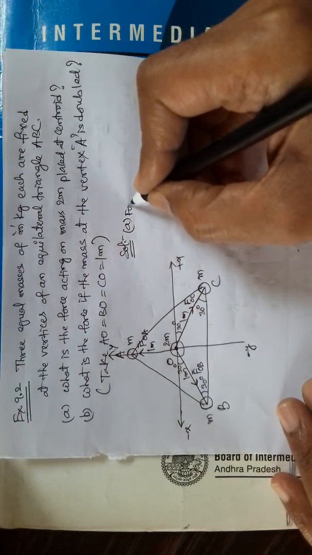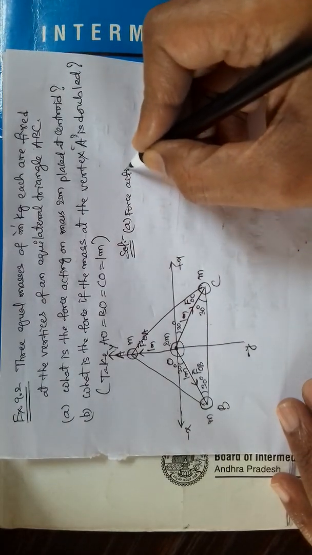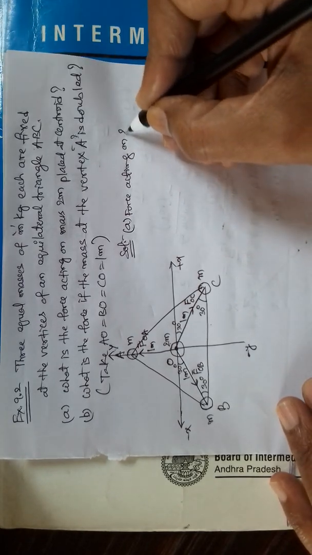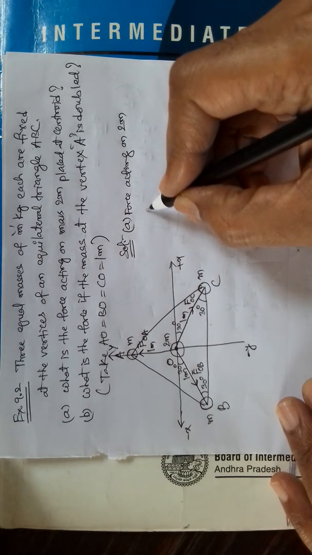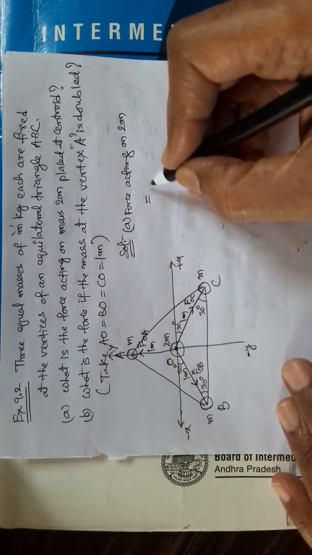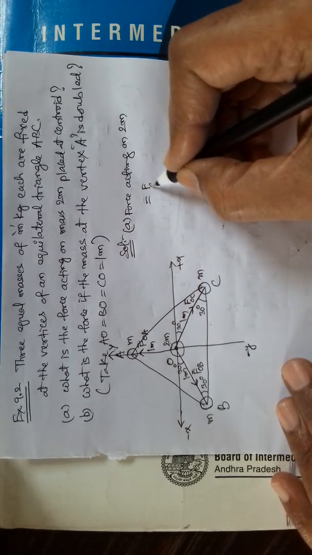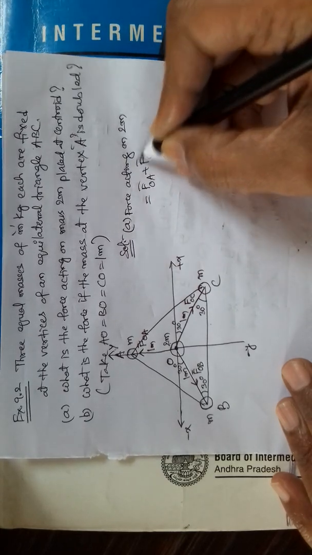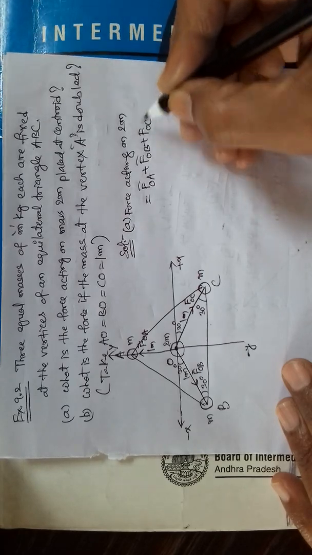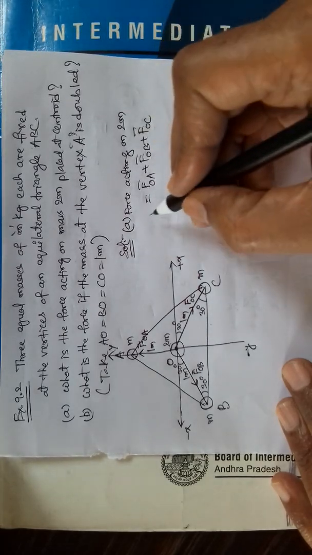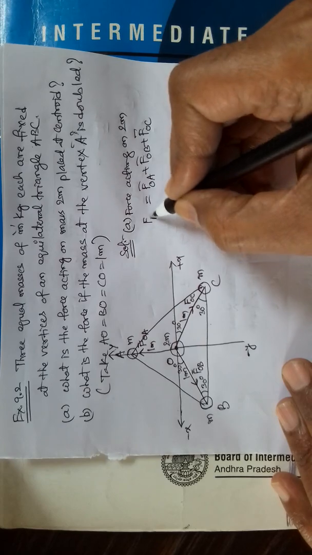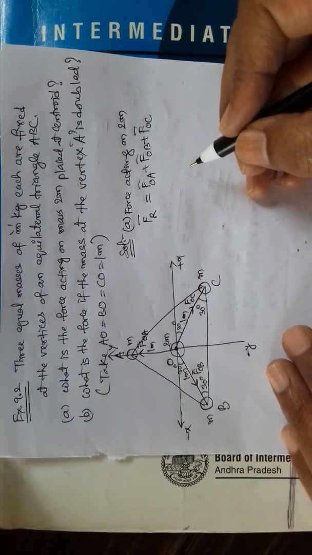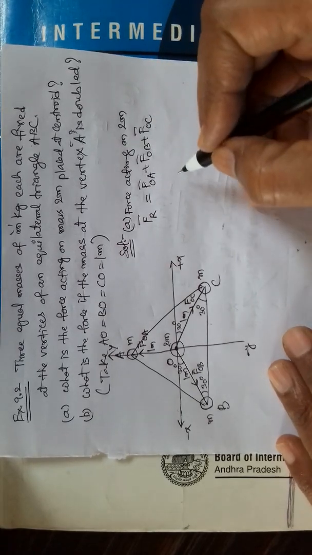So force acting on 2m is equal to FOA plus FOB plus FOC. So let this be the resultant force FR. Now let us calculate the three forces separately.